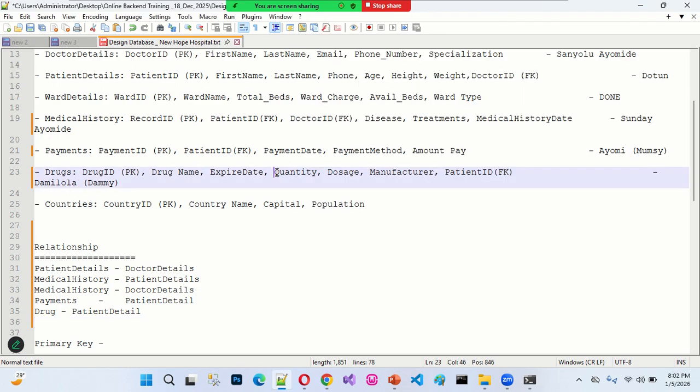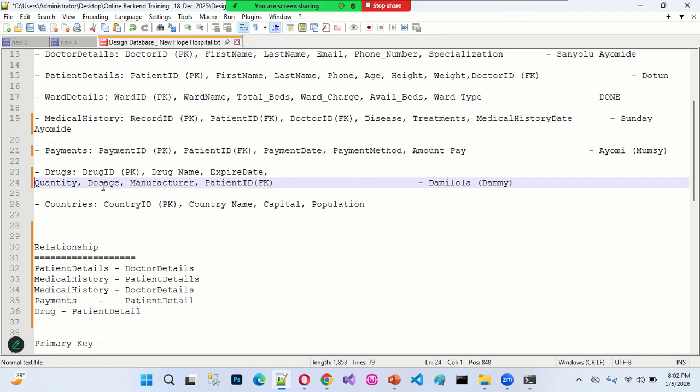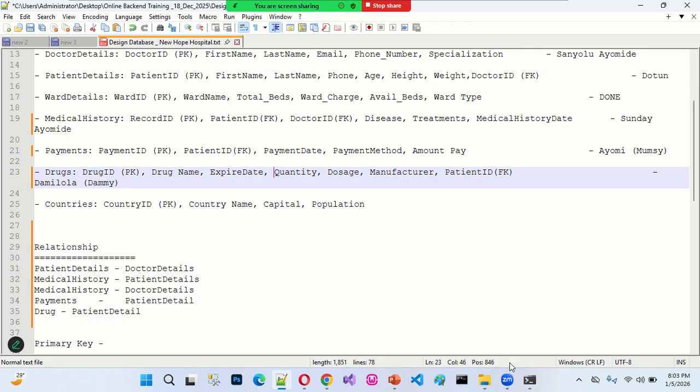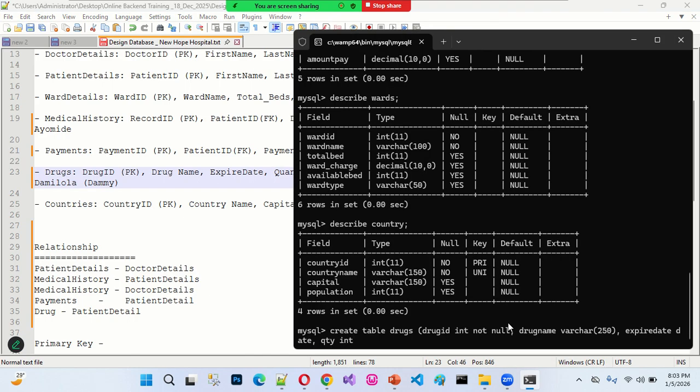Okay, let me just bring this one down. We have dosage, manufacturer, good. Dosage and manufacturer, that is it. So after quantity, dosage, manufacturer, and patient. So I'm going to have dosage, that should be integer.